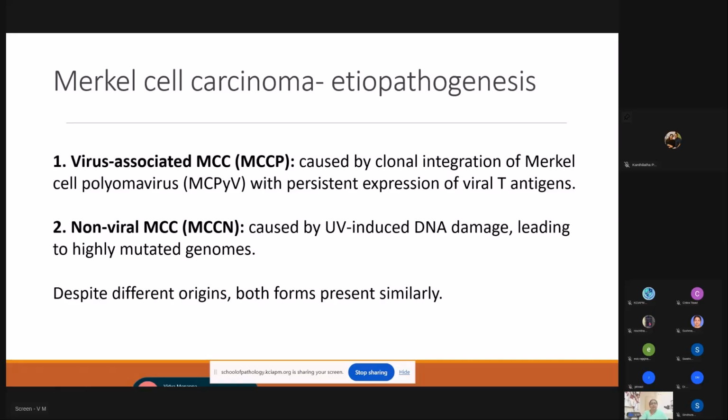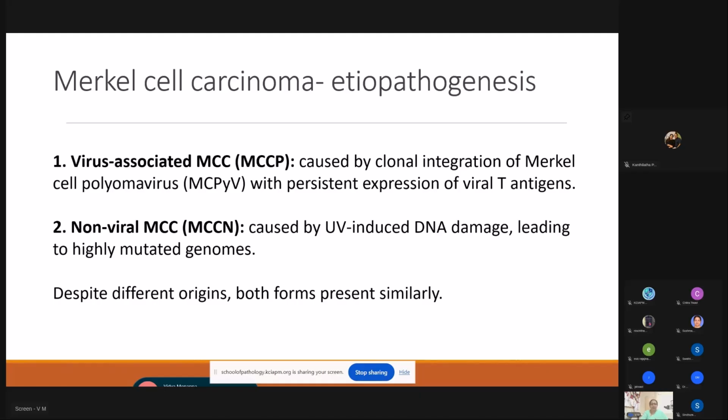We said that okay, Merkel cell carcinoma is associated with Merkel cell polyomavirus infection, right? Let us know, do all Merkel cell carcinomas have this? No. So there are two distinct pathways by which you get Merkel cell carcinoma. One is the virus-associated Merkel cell carcinoma, or the MCCP, okay, which is caused by clonal integration of Merkel cell polyomavirus in the epidermal or the dermal cells or the perifollicular cells with persistent expression of viral T antigens. The second one is a non-viral Merkel cell carcinoma, also called the MCCN, which is caused by UV-induced DNA damage leading to highly mutated genomes.